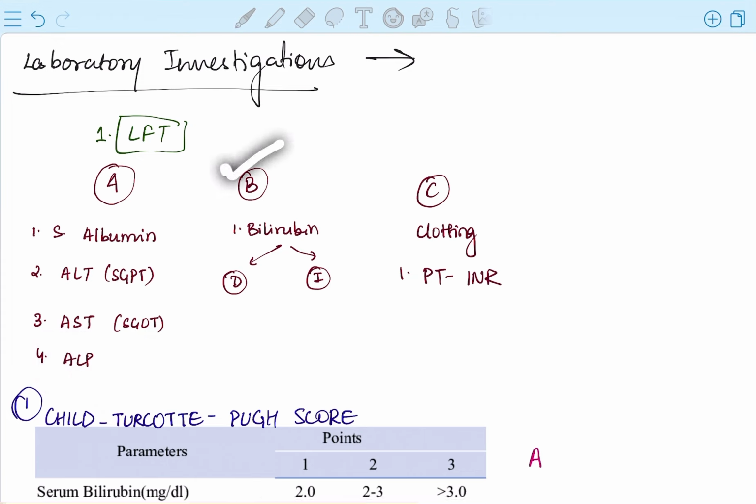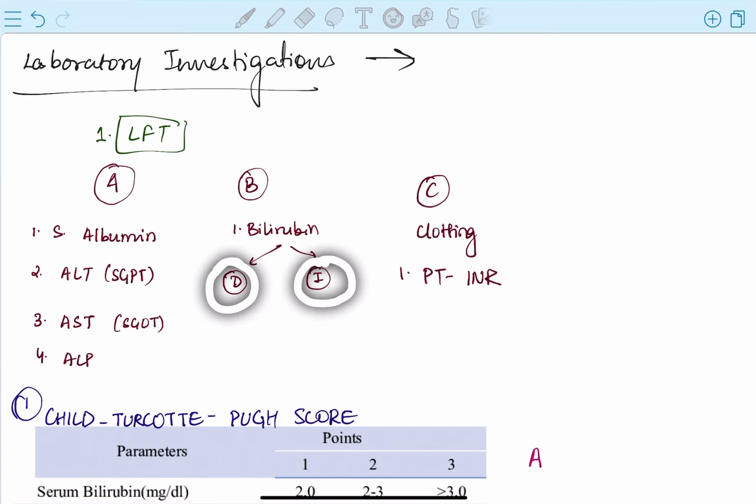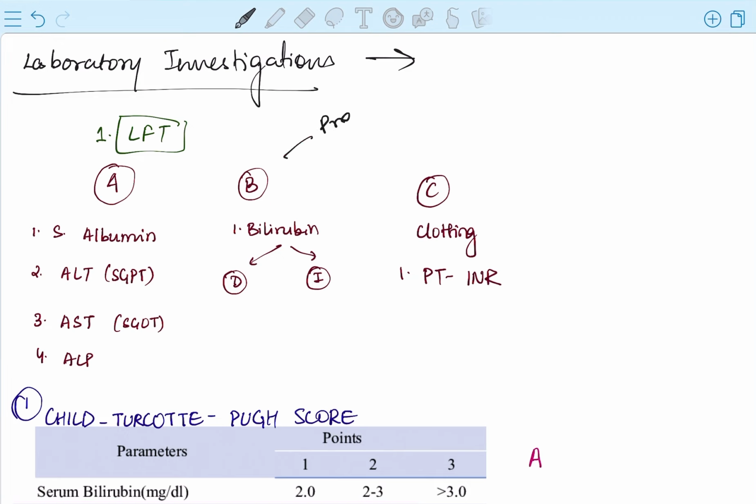The second important thing is B, which stands for bilirubin. The serum bilirubin is assessed. Bilirubin can be direct or indirect, and indirect bilirubin is also called unconjugated bilirubin. Bilirubin helps us to know what kind of jaundice is present, whether prehepatic, hepatic, or post-hepatic. C stands for clotting. For clotting we identify the PT-INR, that is the prothrombin time and INR, international normalized ratio.